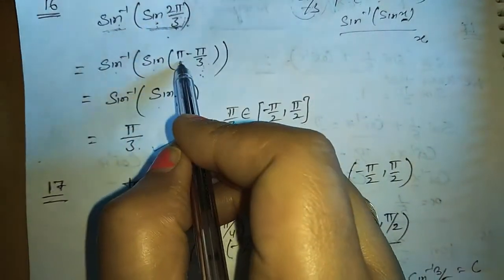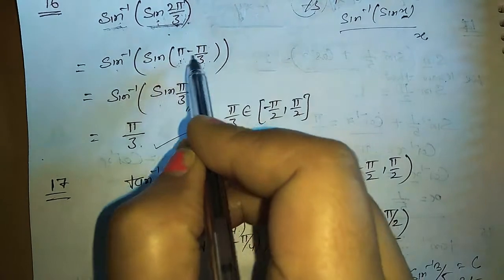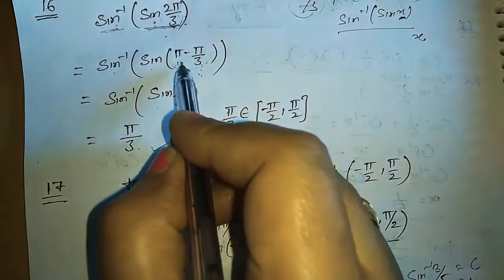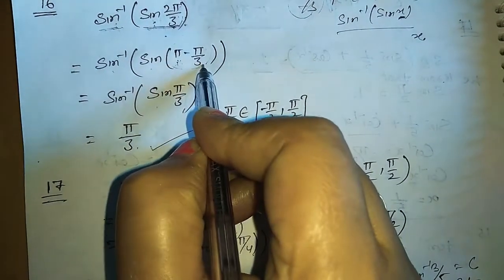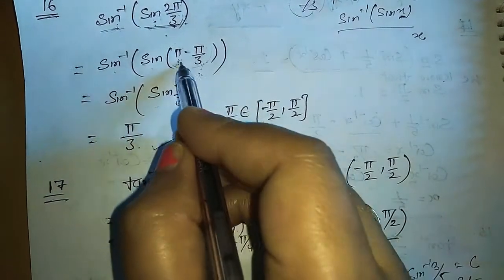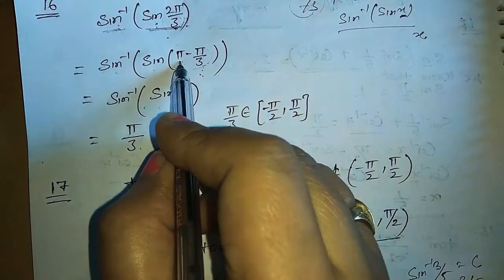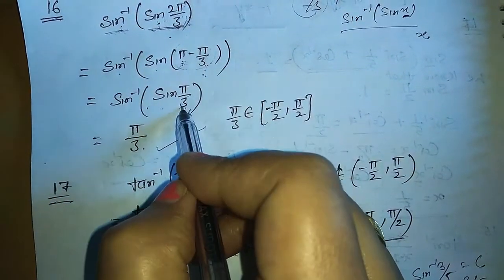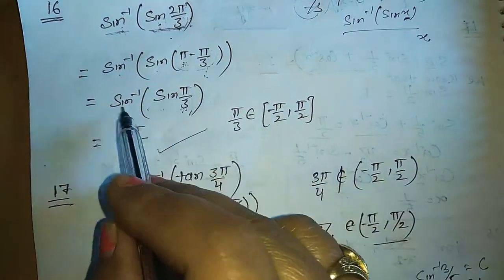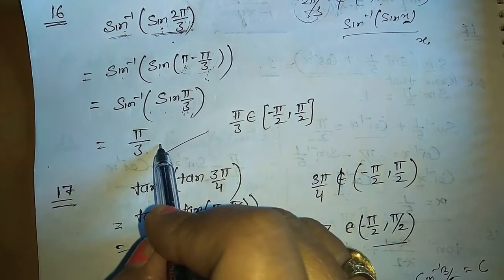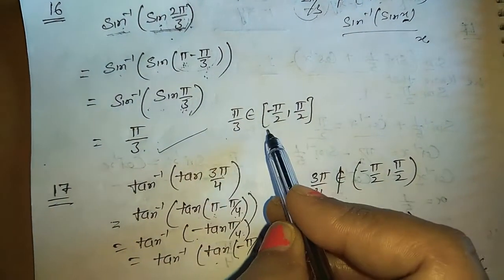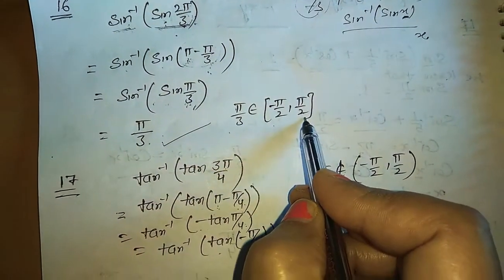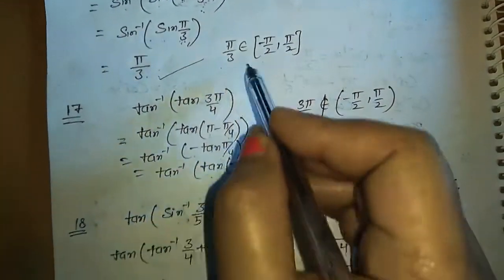2 pi by 3 को क्या लिख सकते हैं? Pi minus pi by 3. After LCM you will get the same. So we know that sine (pi minus theta) is sine theta, because in second quadrant sine is positive and we are using 180, then values will be the same, the angle will be the same. So sine inverse sine pi by 3 will be pi by 3, and pi by 3 belongs to minus pi by 2 to pi by 2. Okay, now this is the answer.